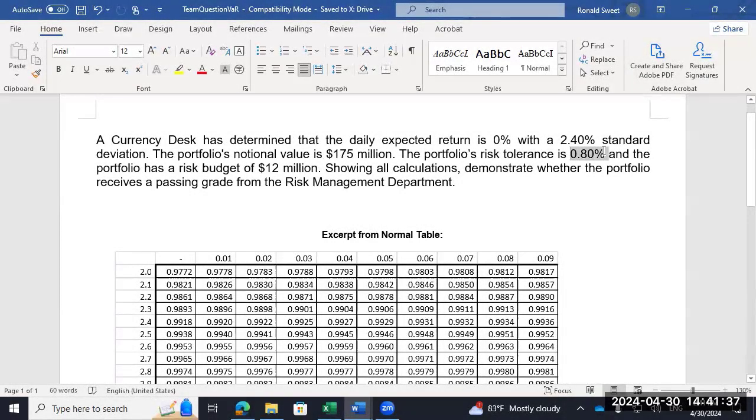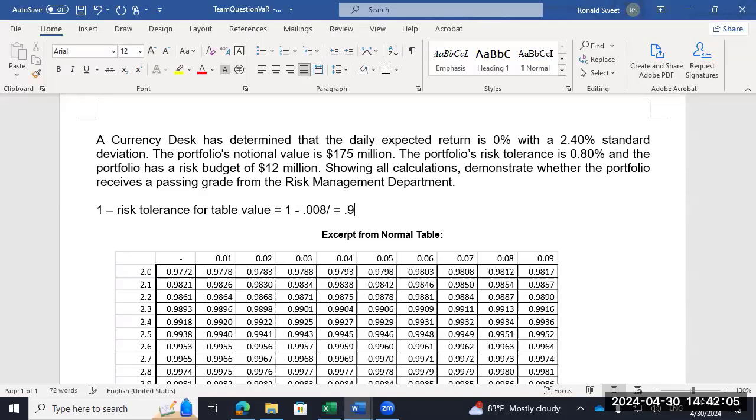The question is, what does this risk tolerance mean? So if you're a bank, you would say your risk tolerance was 99.2%. I come from the insurance side, so they express it on the other side. So it depends whether you're saying left or right, it can be 0.8 or 0.992, but that's what you start off with: 1 minus your risk tolerance for the table value. So you got 1 minus 0.008, which equals 0.992.